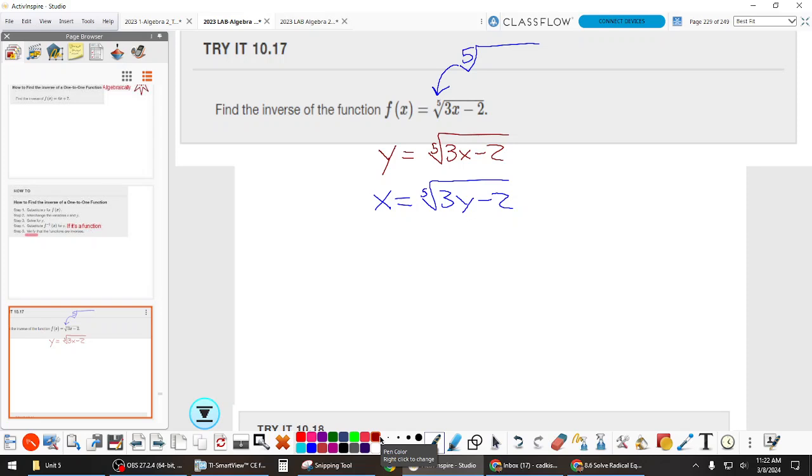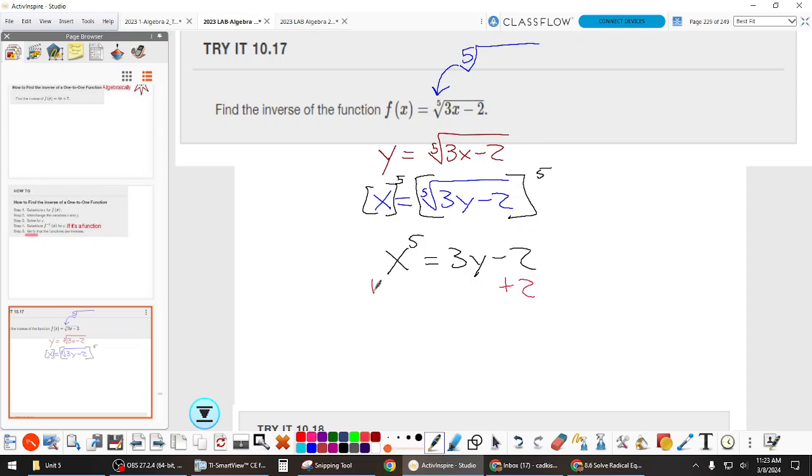How do you get rid of a fifth root? Fifth power, right? Whatever Angelina said. Same thing on the other side. Don't forget to balance. This is x to the fifth. What happens when we take the fifth power of a fifth root? They cancel, that's why we did it. Now what?